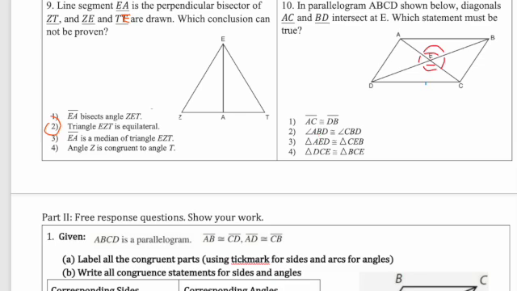Okay, angle ABD is congruent to angle CBD. Let me go back. ABD is congruent to CBD. Alternate interior angles. These are not alternate interior angles or corresponding angles, so that's not true.